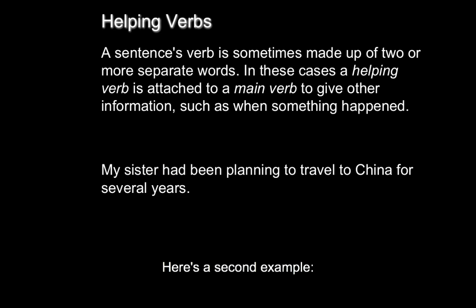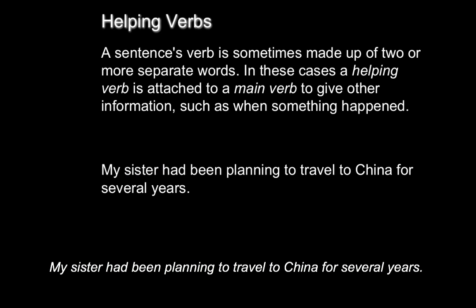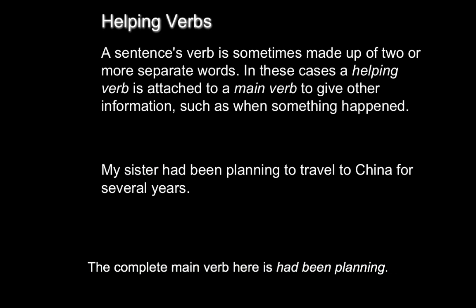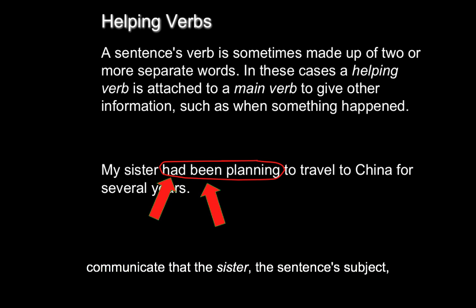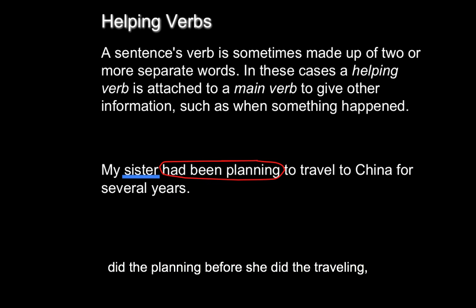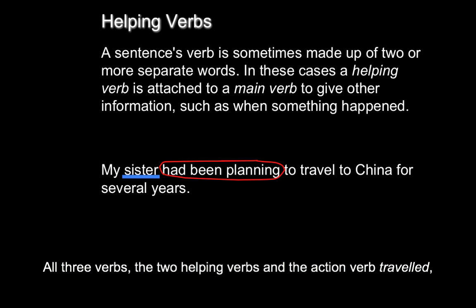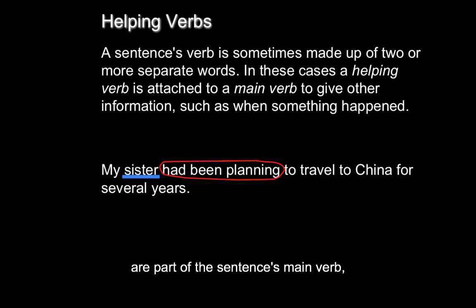Here's a second example. My sister had been planning to travel to China for several years. The complete main verb here is had been planning. The use of the helping verbs had and been communicate that the sister, the sentence's subject, did the planning before she did the traveling, which we'd hope someone would do if they're traveling all the way to China. All three verbs, the two helping verbs and the action verb traveled, are part of the sentence's main verb, and knowing that will be important when you work on correcting other types of grammar errors.